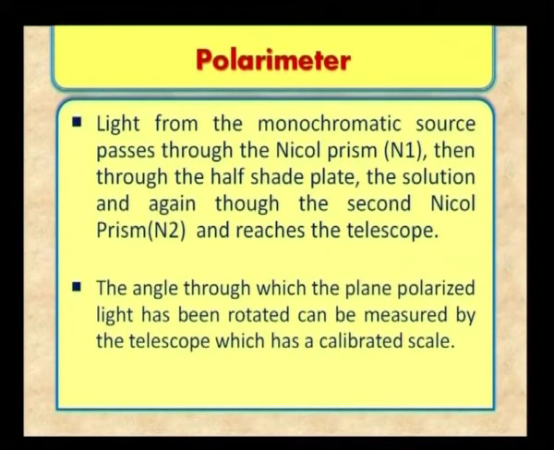Then you are using a half shade plate. Light from a monochromatic source passes through a nickel prism N1, that is your polarizer. Then through a half shade plate, the solution, and again through a second nickel prism N2, which is used as an analyzer. N1 is the polarizer and N2 is the analyzer, and finally, it reaches the telescope. The angle through which the plane polarized light has been rotated can be measured by means of a telescope, which has a calibrated scale. That is what you do using a polarimeter.